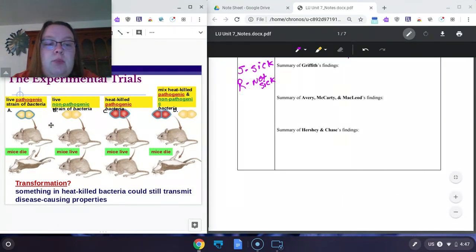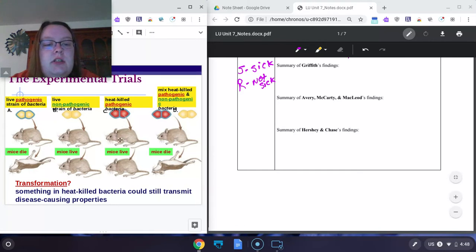In experiment B, this was another control. He injected the mice with non-pathogenic bacteria, the bacteria that did not cause sickness. Of course, if you inject a bacteria that does not cause sickness into a healthy mouse, the mouse should not get sick. And then he started doing his two tests.